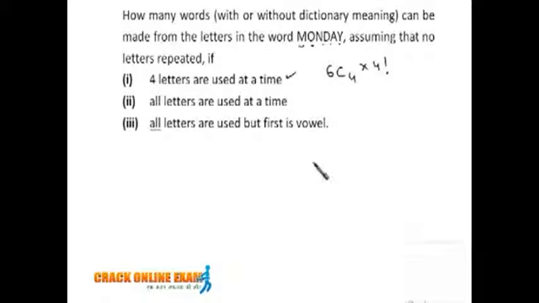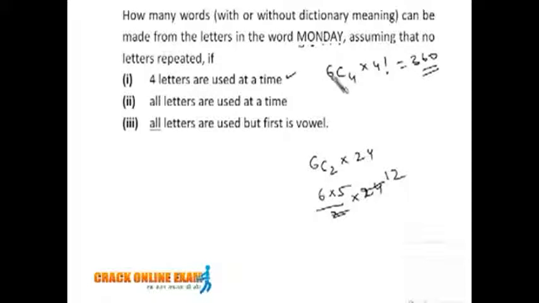So 6C4 is 6C2 into 24. Now 6C2 is 6 into 5 by 2, into 24. So 5 sixes are 30, into 12, that is 360, right? So when we are choosing 4 letters, we are making 6C4, 4 letters selected from 6, and the selected 4 letters are arranged in 4 factorial ways. Now all the letters are used at a time. That means 6 places are there and 6 letters are there. So it's 6 factorial, as simple as that.